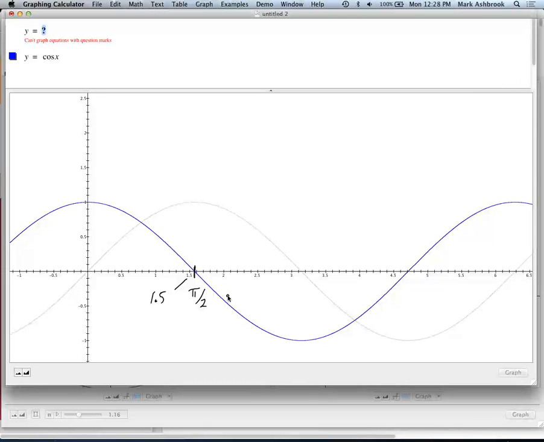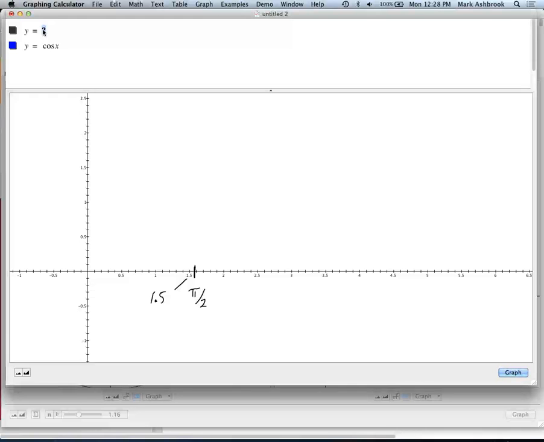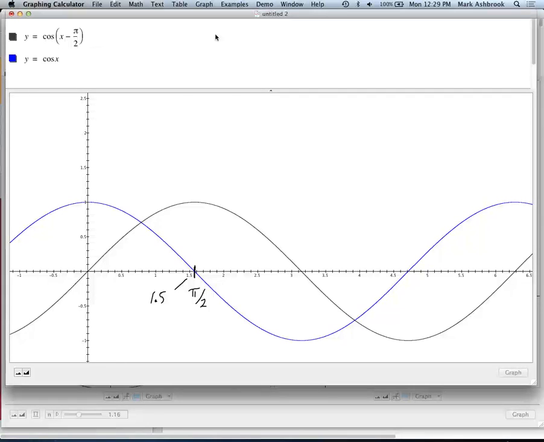We know pi over 2 is 1.57 radians. So this gray graph is pi over 2 behind cosine. So how can I write the equation of the gray graph in terms of cosine? Cosine of x plus pi over 2. It's behind, right? It's coming behind, so the angle is lagging behind. So it should be x minus pi over 2. So now when I graph it, it should land right on top. Okay?